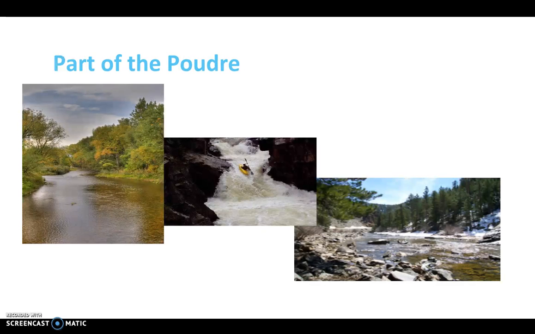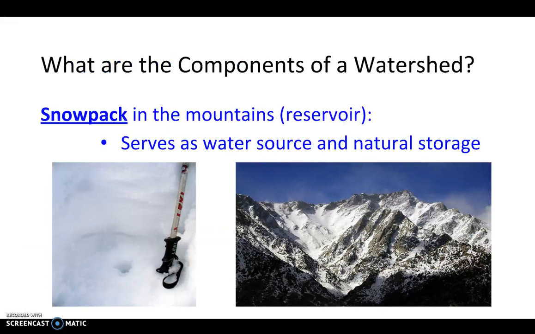So there's a lot of different parts of the Poudre River. We have kind of a calmer part of the Poudre that is more of through Fort Collins. There are parts of the Poudre in the canyon that are very steep with a lot of rapids. There's parts of the Poudre in the canyon that are calmer but still very rocky, and so there's some really distinct environments that the Poudre River runs through.